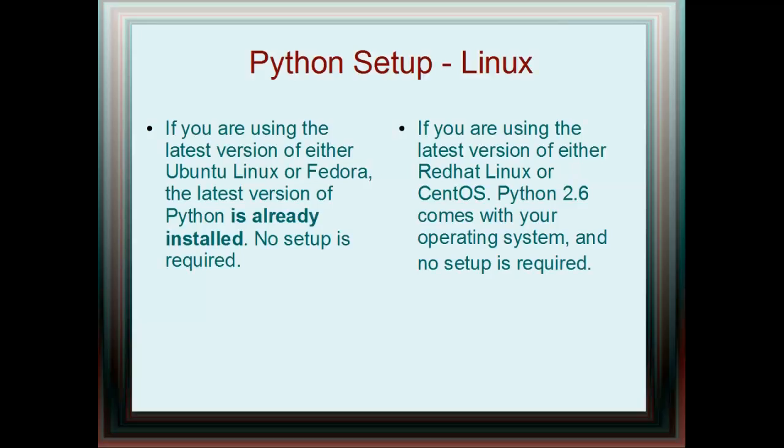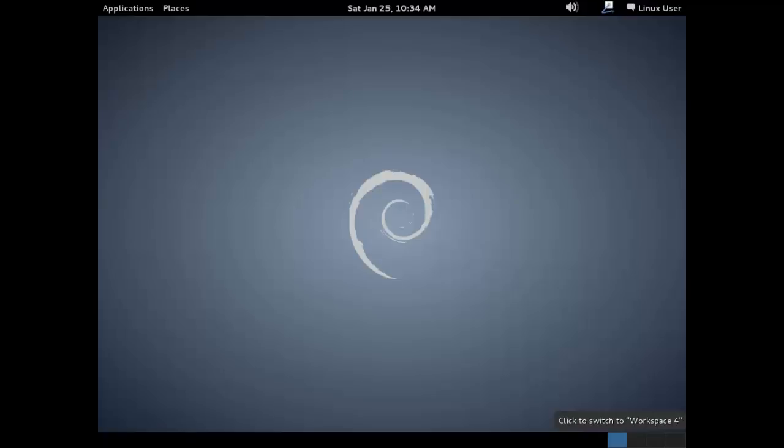Generally, Python comes pre-installed for most versions of Linux that have come out recently. If you're using the latest version of Ubuntu Linux or Fedora as your operating system, then the latest version of Python should already be installed. If you're using the latest version of Red Hat Linux or CentOS, Python also comes pre-installed with your operating system. You can take the following steps to ensure that Python is already installed on your current build of Linux.